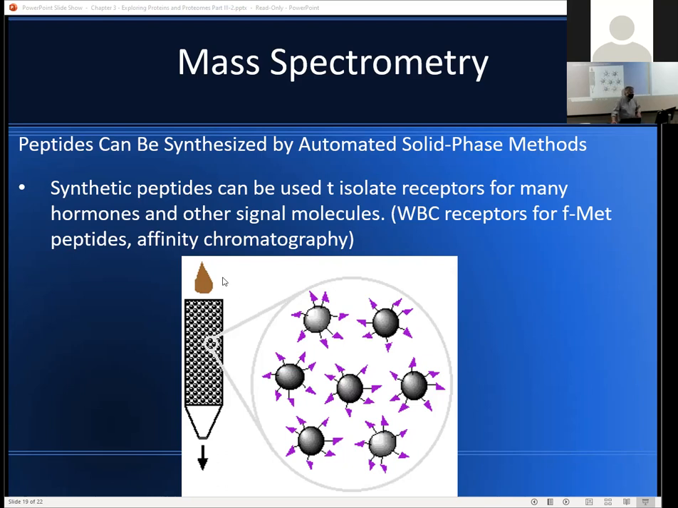we can pour a crude lysate from the cell over the column, and our protein will stick specifically to the peptides conjugated to the Sepharose beads. Okay, so we can use them to do affinity chromatography.